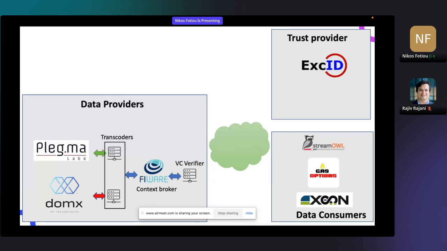And when it comes to data consumers, one of our partners, Streamall, will develop the two AI models. The fault detection AI model will be used by Gas Options, which is a large gas installation service in Greece, and the energy efficiency tips AI model will be used by Chthon, which is also a very large-scale building management company in Greece.